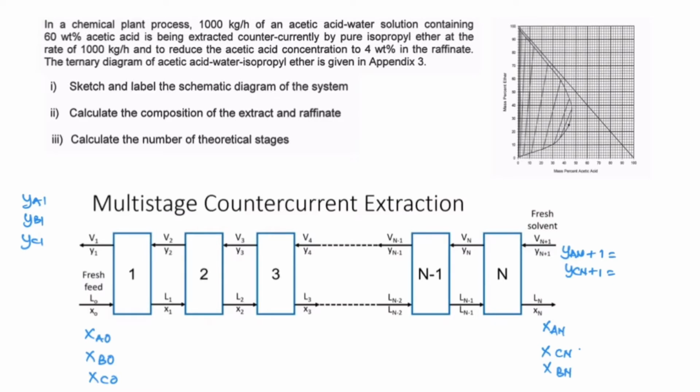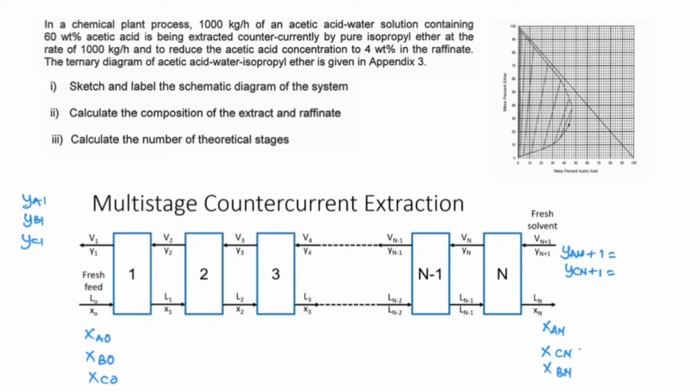The first question is to sketch and label the schematic diagram of the system. The second question is to calculate the composition of the extract and raffinate. And the third question is to calculate the number of theoretical stages.